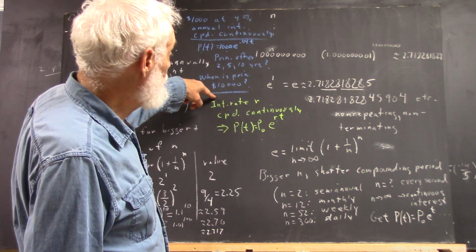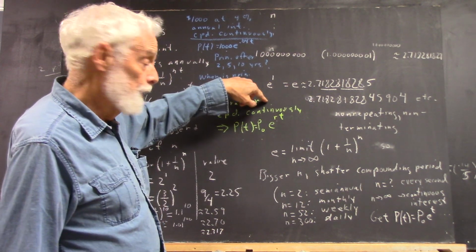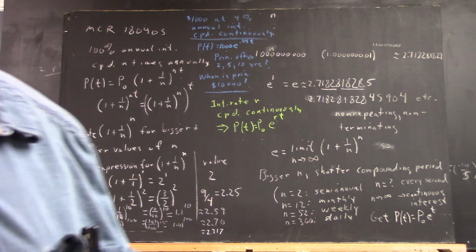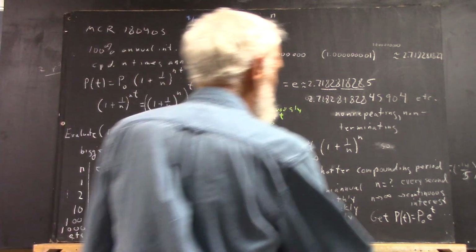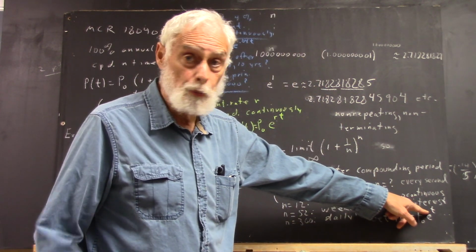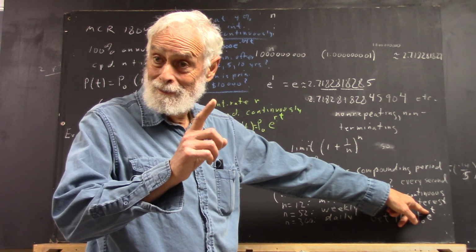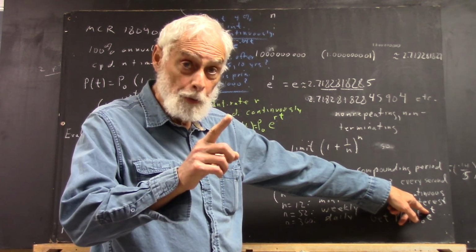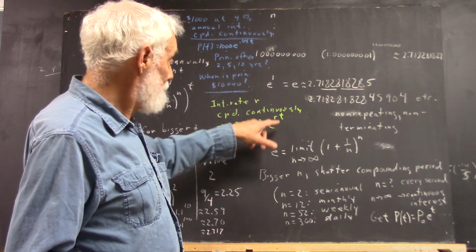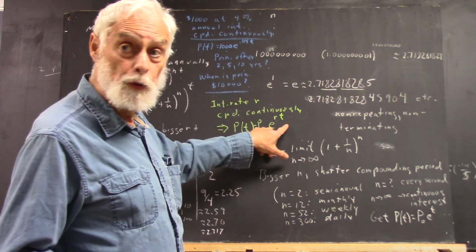Interest rate r compounded continuously gives you this principal function. It's closely related to this function, except that with this function, r was 100%, which is 1. If r is 4%, then r is 0.04, and you'd have e to the 0.04t.